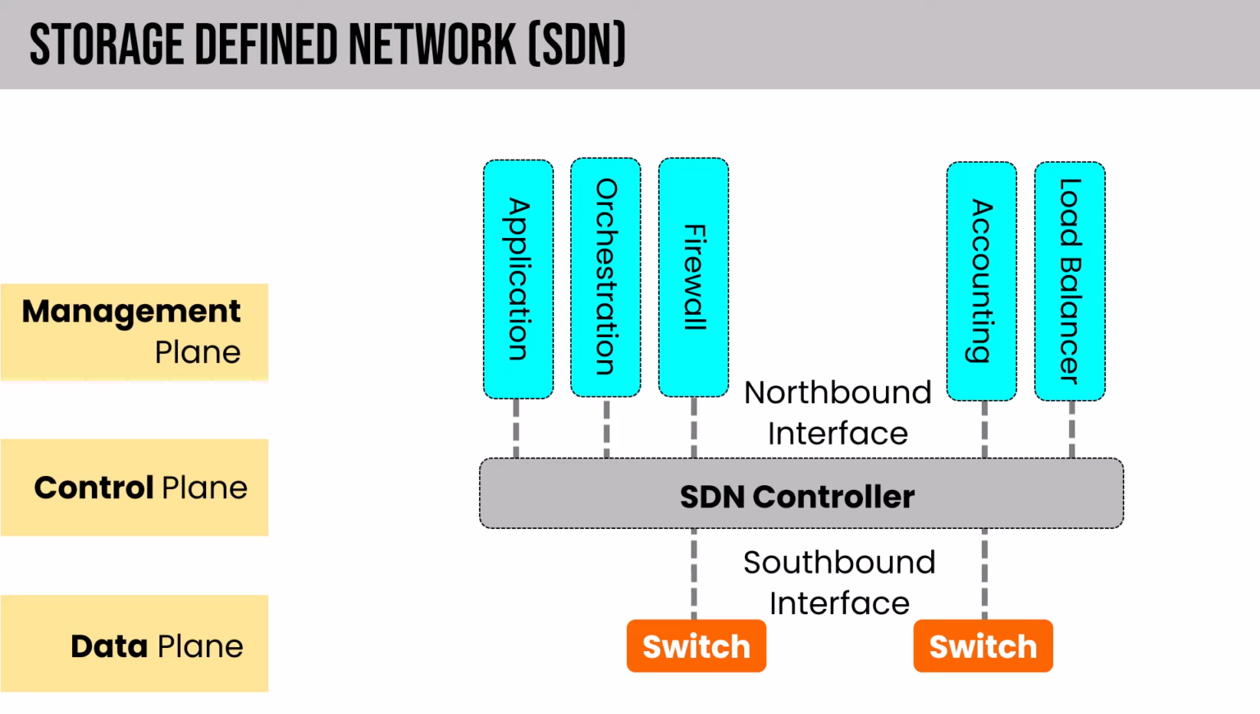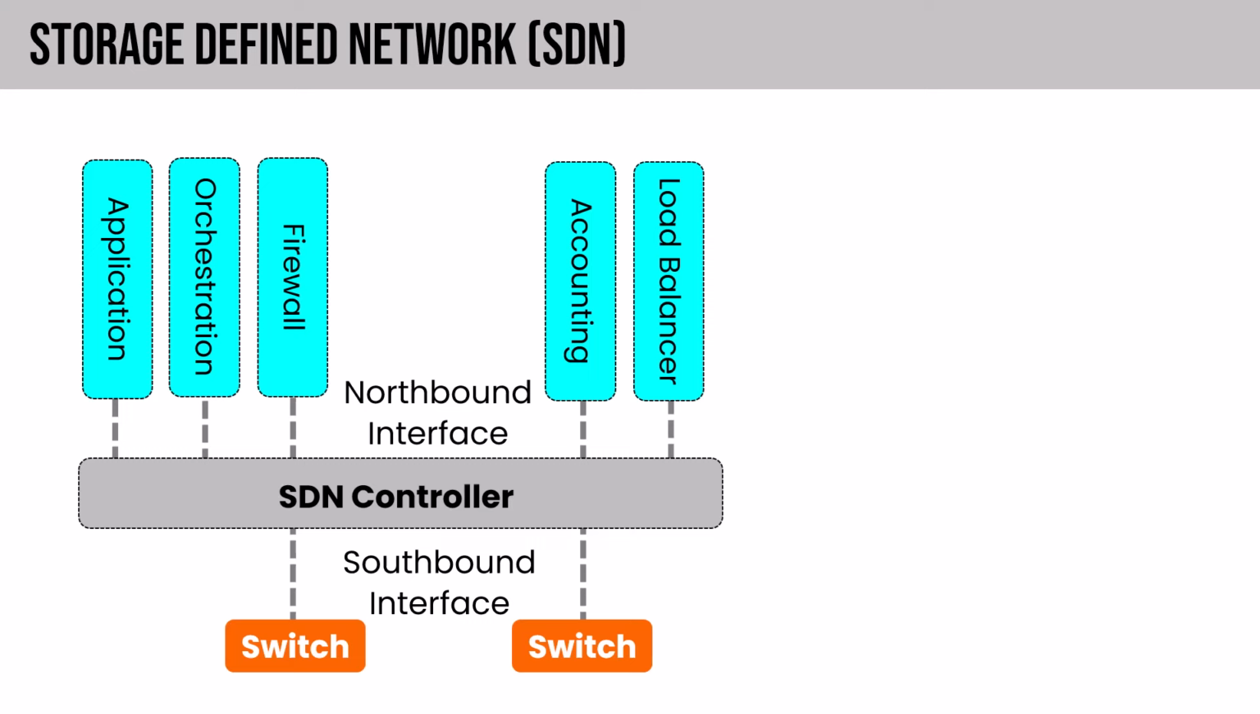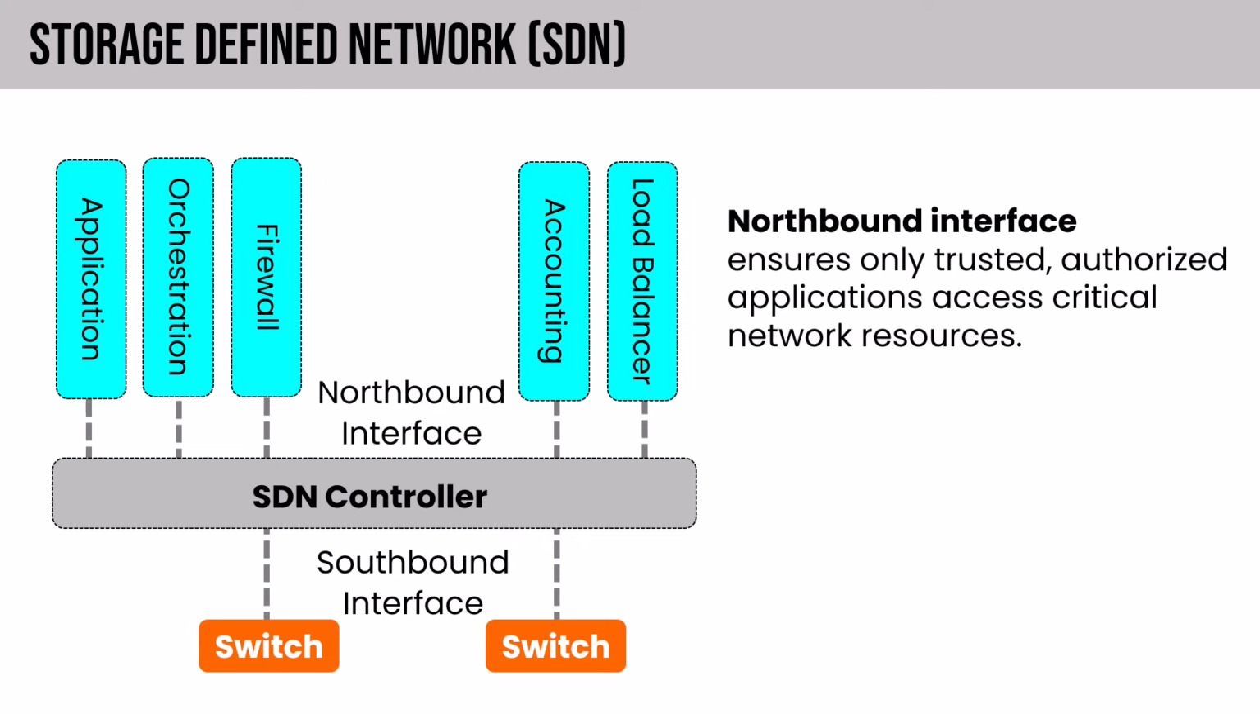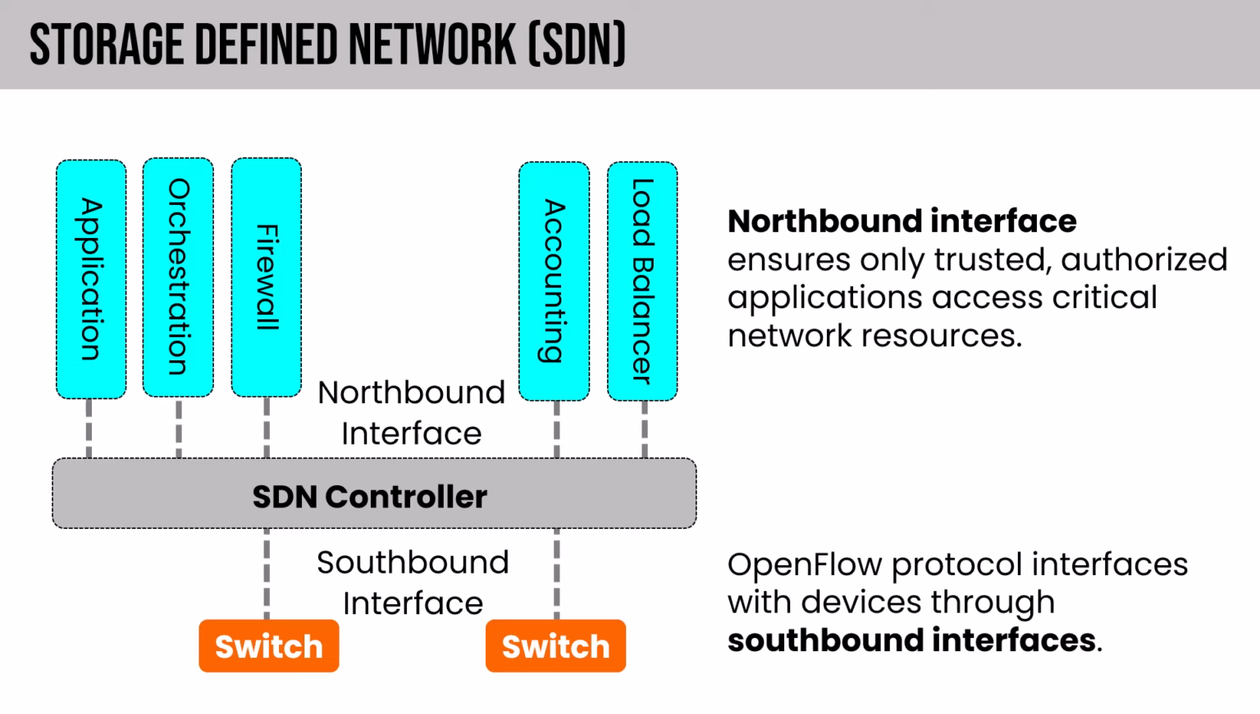So the control plane interfaces with the management plane on the northbound interface, and with the switches on the southbound interface. The northbound interface ensures only trusted authorized applications access critical network resources, and then through the southbound interface, the OpenFlow protocol interfaces with devices, which are ultimately responsible for forwarding the data packets through our network.